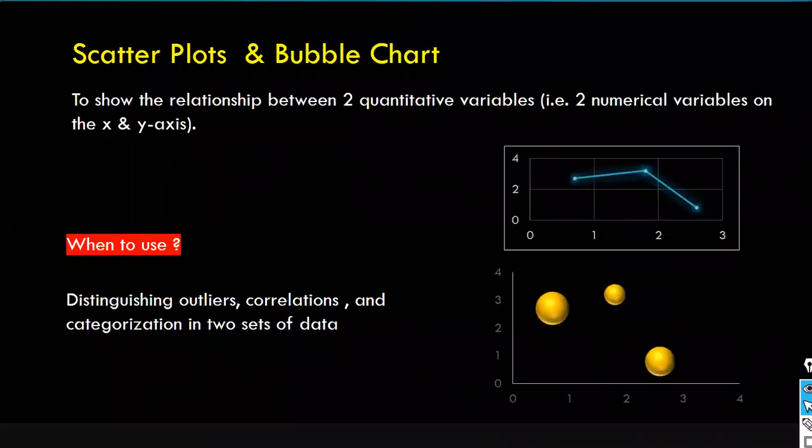What is a scatter plot? Using scatter plot and bubble chart. Using this type of chart, we can find out the relationship between two numeric variables, or quantitative variables.